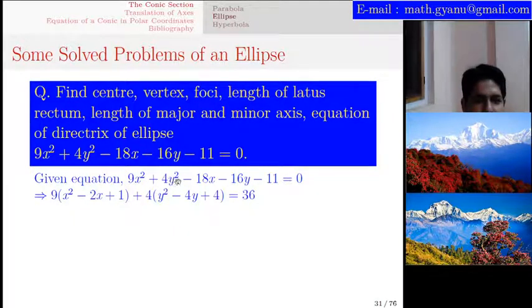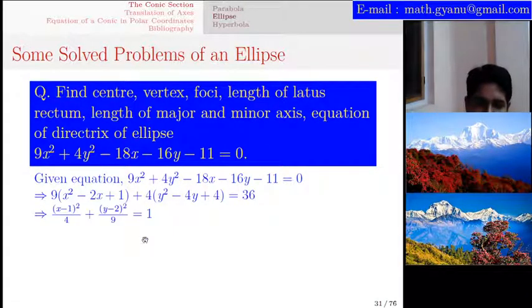And 4y square minus 16y, taking 4 as common, y square minus 4y. To make a perfect square, you will add 4 here. That means 4 4s are 16. So you must add these values on the other side. So algebraically, we will be able to write this in the form.